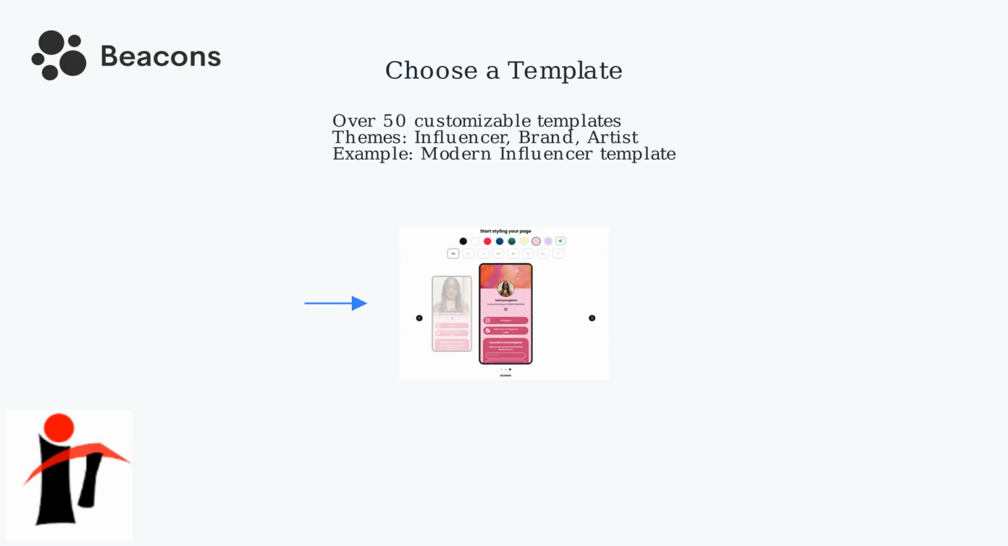These are categorized by themes like influencer, brand, or artist, with pre-designed layouts perfect for adding photos, bios, stats, and links. Choose a template that fits your style. For example, the modern influencer template includes sections for audience demographics and past collaborations.